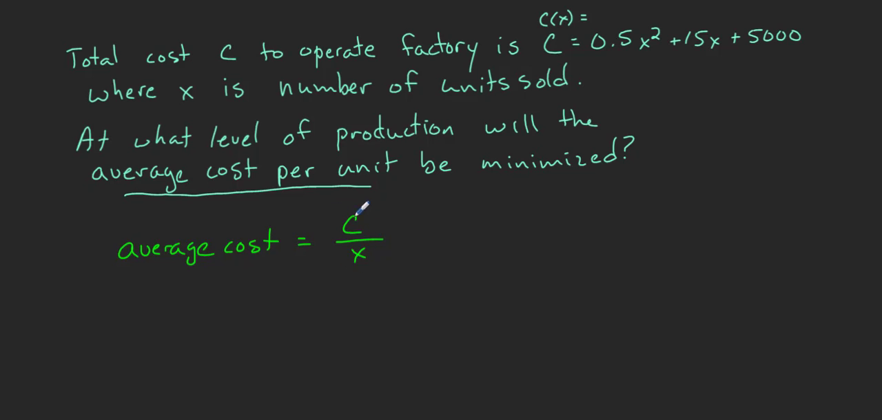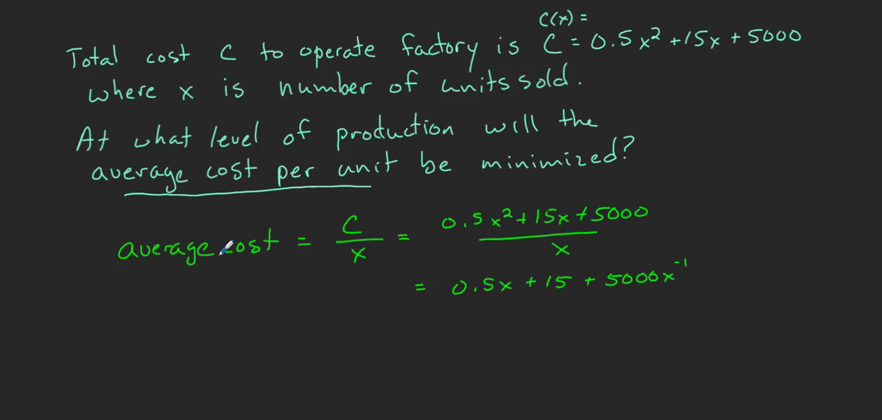Problem is, it's in terms of two variables. It's a good thing they gave us an equation for C in terms of x. Well, let's see, 0.5x squared plus 15x plus 5,000 all over x, and we can use our rewriting skills, and we get 0.5x plus 15 plus 5,000x to the negative 1 power. We're writing it this way because we've taken derivatives before, so we're setting ourselves up for success. This is the average cost.